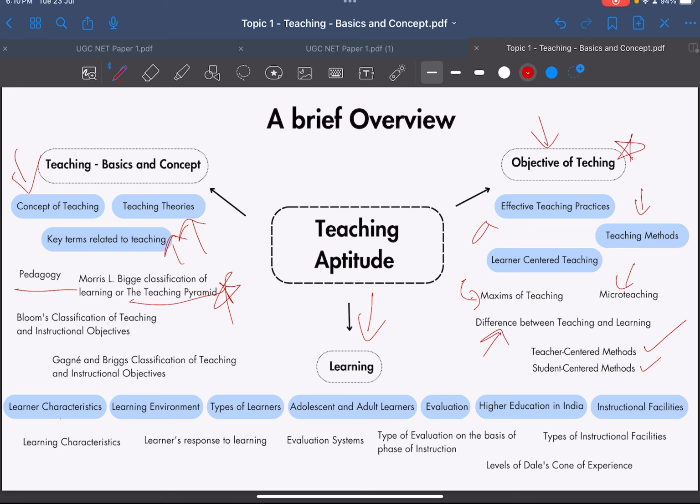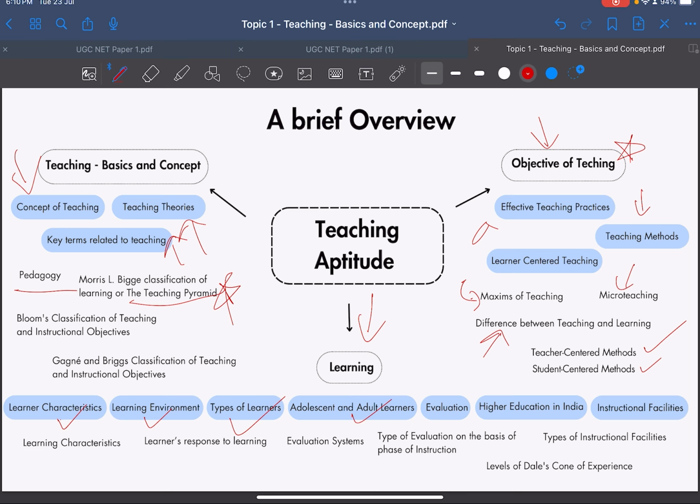Under learning, we have the learner characteristics, learning environment, types of learners, adolescent and adult learners, evaluation, higher education in India, and instructional facilities, from which you need to learn things like learner characteristics, learner's response to learning, evaluation system, types of evaluation, levels of Dale's cone of experience, types of instructional facilities.